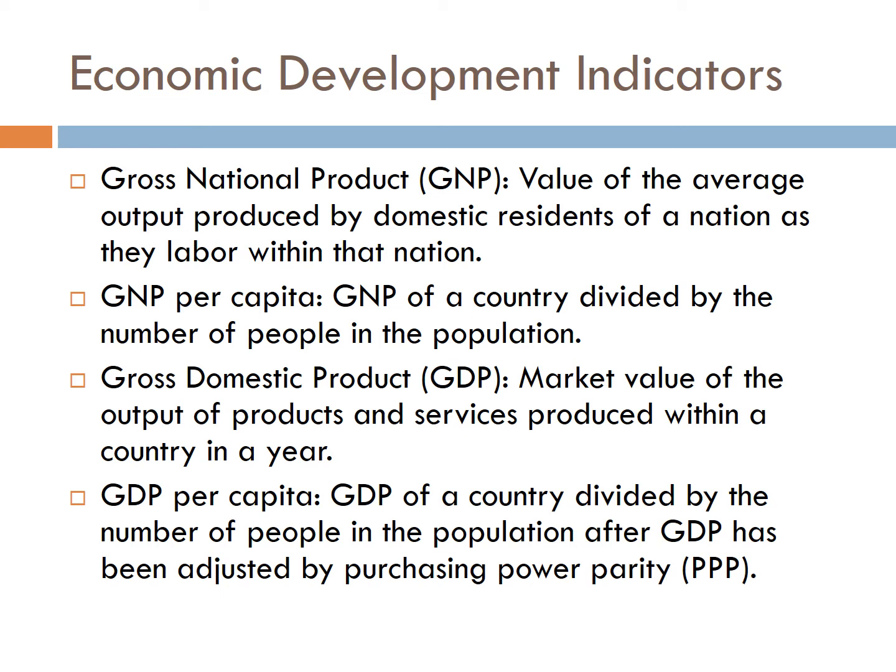However, gross domestic product, or GDP, is the market value of the products and services produced within a country in a year by all people within the country. So this would include the entire population, which is domestic residents, as well as immigrants within the country.